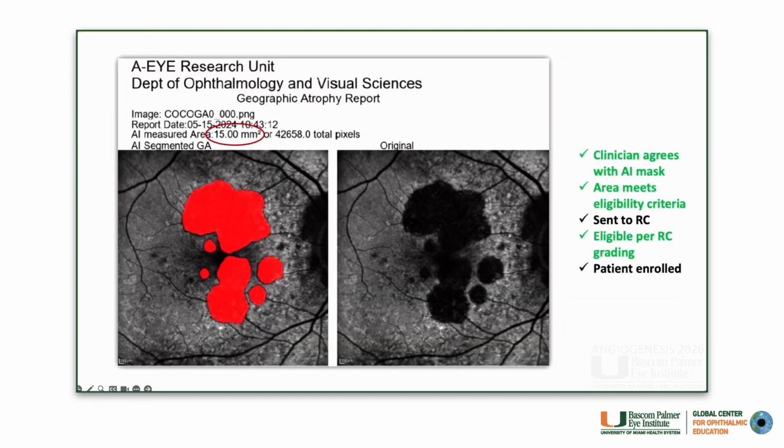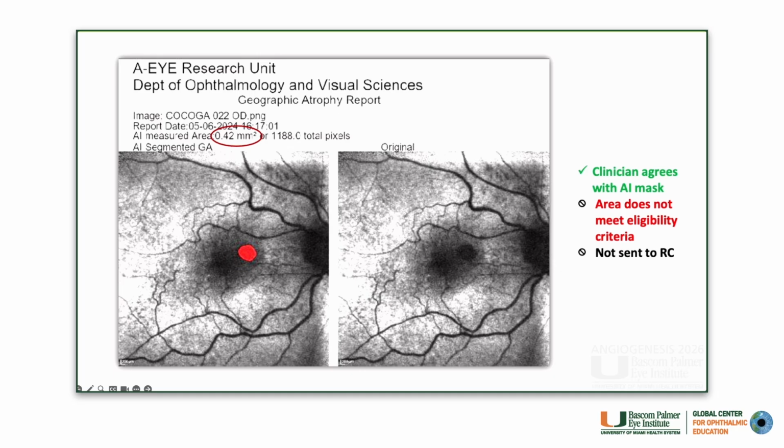So here's that report in much larger view, and in this case, the clinician reviews the mask on the left and agrees with the AI mask and agrees that the area is within eligibility criteria. Sends this image to the reading center, also agreement by manual grading, and the patient is enrolled in the study. Here's a different situation where the autofluorescence shows a very small AI mask, a small area of hypoautofluorescence, and the clinician agrees with that AI mask.